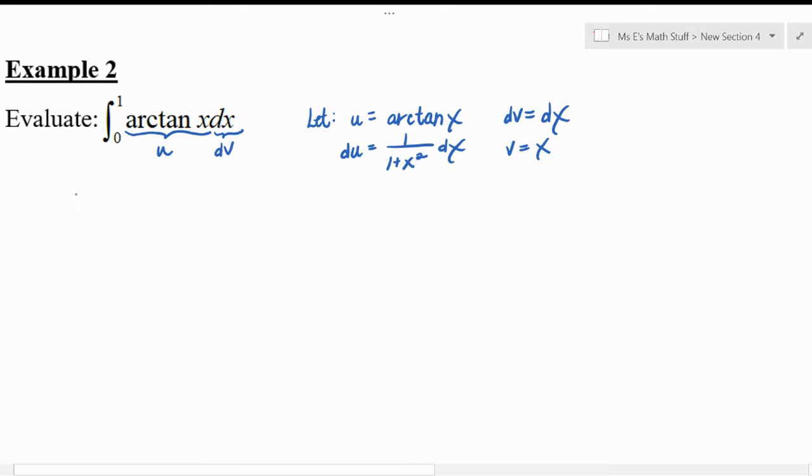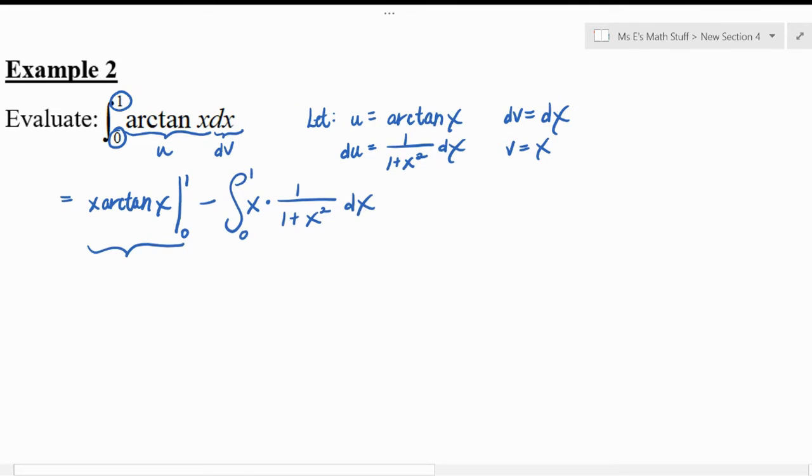All right, so let's look at this. This would equal u times v, so that would be x times arctangent of x. But because of the bounds that you see on the integral, you'd need to make sure that you indicate that you'll be evaluating this with the bounds, that it's a definite integral. And then minus the integral of v, which was x, and then du. And again, indicating that that integral had bounds. There we go.